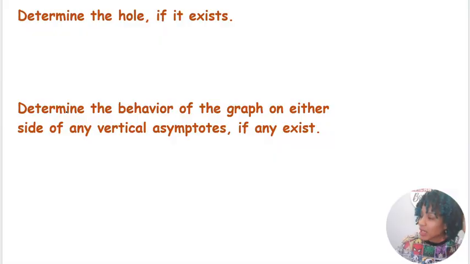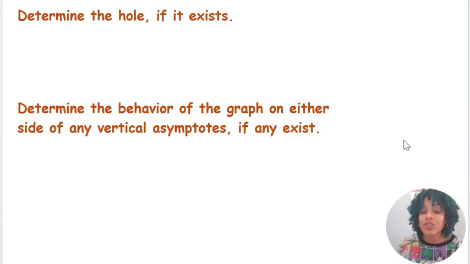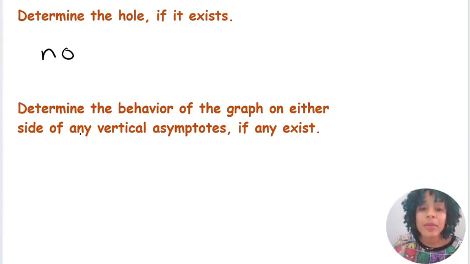Think about a road where there's a pothole, a little bump while you're driving. Think about it like that. The function still continues, but a hole exists there. In this case, that didn't happen because we didn't have to cancel anything. Therefore, no holes.